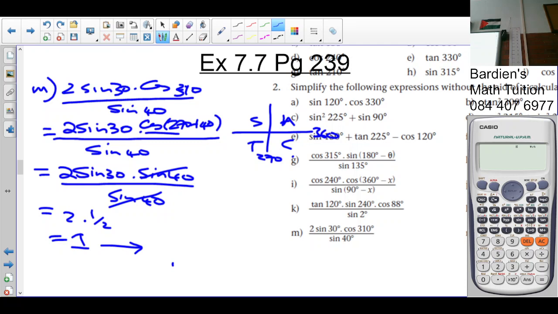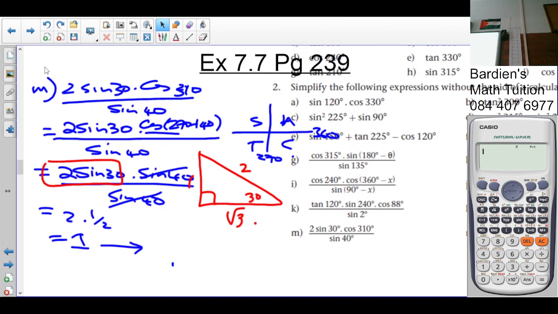Where did you go wrong? No, but 2 sine 30, so you were left with this. But sine 30 is a special angle. It's 1 over 2. Don't forget. Okay. Anybody else? Nope.